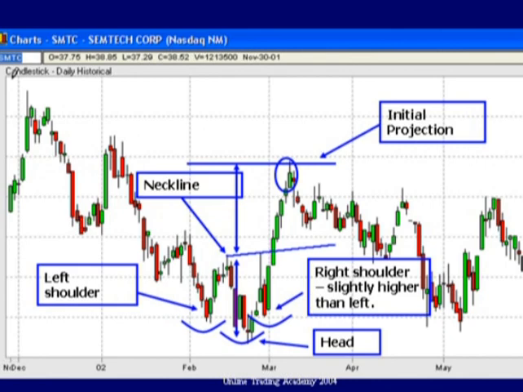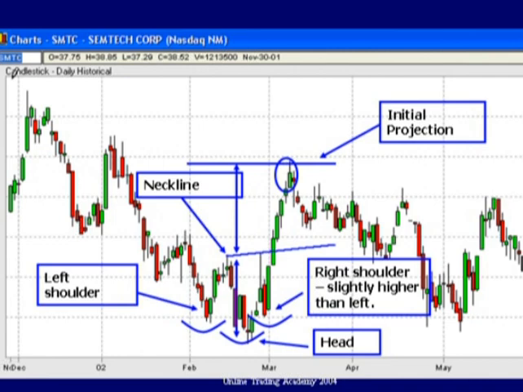Now, note that the neckline in here is not horizontal. Okay, it is a little bit angled. Again, you can see that the left shoulder is deeper than the right shoulder. The distance from the neckline to the top of the head is our first measuring object.